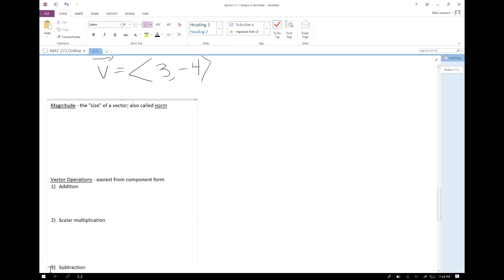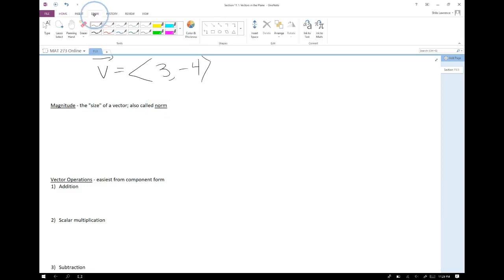The magnitude of a vector is kind of like the size of the vector. When we were drawing our directed line segments earlier, the magnitude was represented by the length. Another word that you may hear occasionally for magnitude is norm, the norm of a vector.